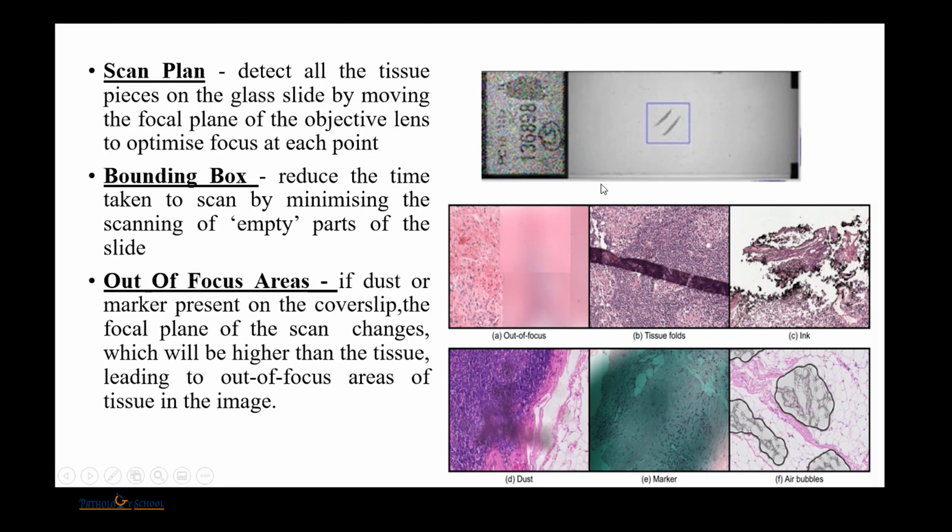Next is your out of focus area. What happens is when the slides you have put in for scanning have tissue folds, ink, dust, marker pen over the cover slip, or air bubbles, it doesn't scan properly. You have your slide, your tissue, your cover slip. It starts focusing above the cover slip and doesn't focus on your tissue. Now, there are some scanners that help you choose: you can choose the marker or you can choose the tissue, so you can select the tissue and it will focus on that. But if you don't have that facility, it will result in out of focus areas.